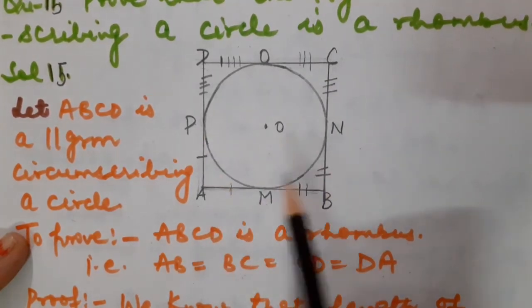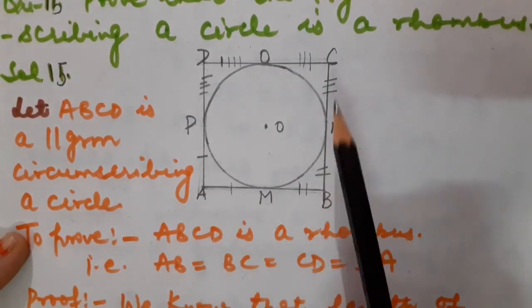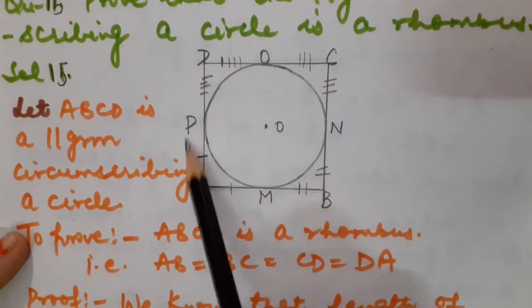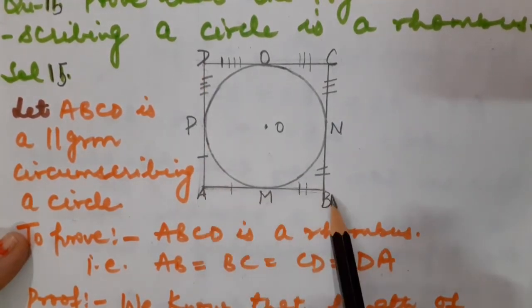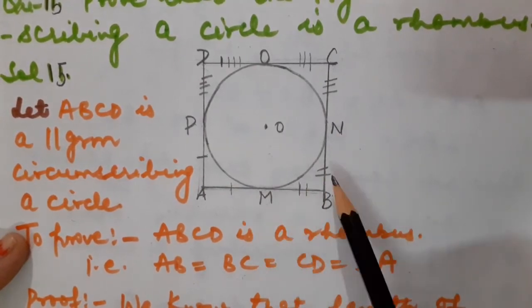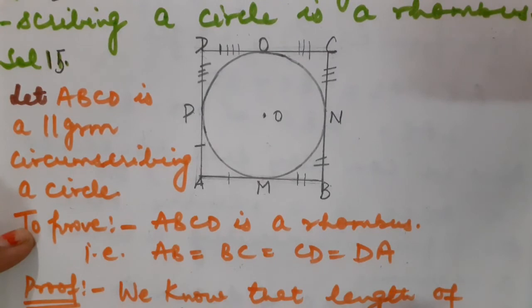If in any way I prove that adjacent sides are also equal, that AB is equal to BC, or BC is equal to CD, or CD is equal to AD, or AD is equal to AB, either of the four conditions, then I can prove that ABCD is a rhombus. Clear, children? So children, what is given?